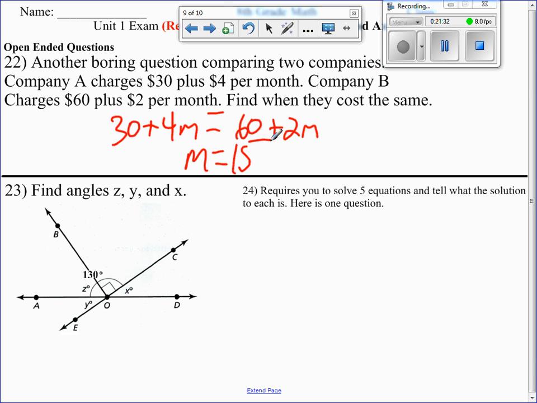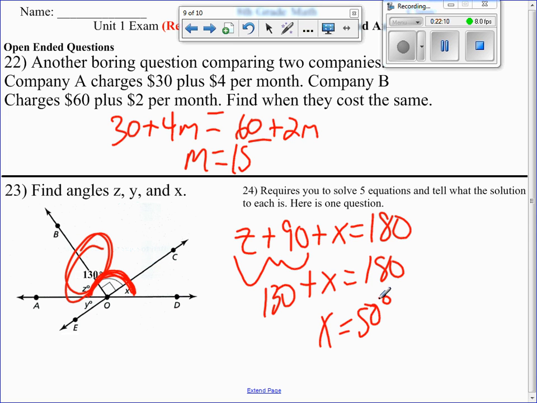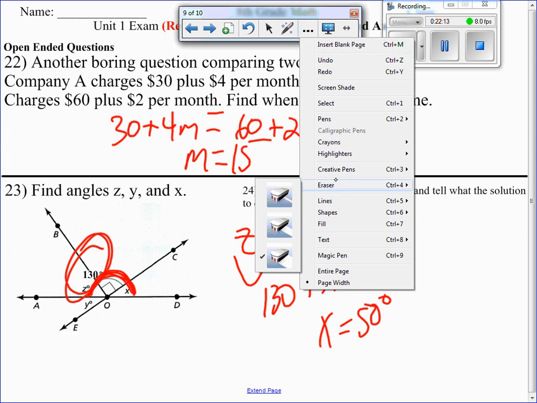Number 23, find angles Z, Y, and X. So, a lot of things we can do here. The first thing I notice is that these three angles together, Z, the right angle, and that angle together, form a straight line. So they have to add up to 180. Z plus 90 plus X equals 180. We know that Z and the 90 together is 130. They give you that. So 130 plus X equals 180. X equals 50 degrees. So that's one of the things we can do first.